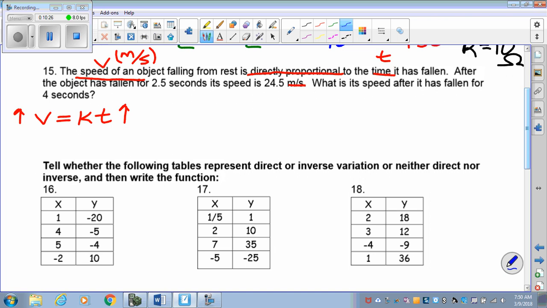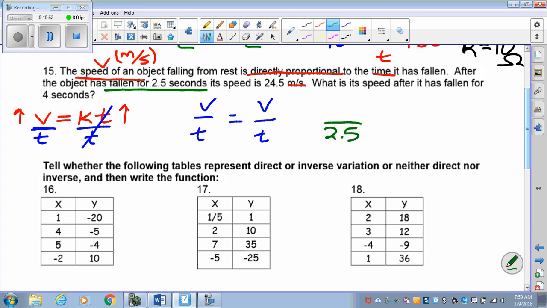And then we are solving a problem, so I want to get a proportion. I'm going to get the K by itself. Direct, remember, you divide. So I've got velocity over time equals velocity over time. And then I'm going to substitute what I've got. It's fallen for 2.5 seconds. That's time, so that goes in the bottom. And after 2.5 seconds, the speed is 24.5, so the velocity is 24.5. Those are the meters per second.